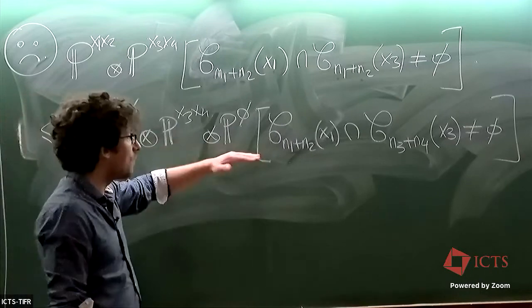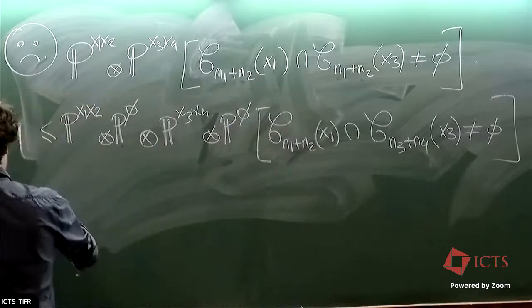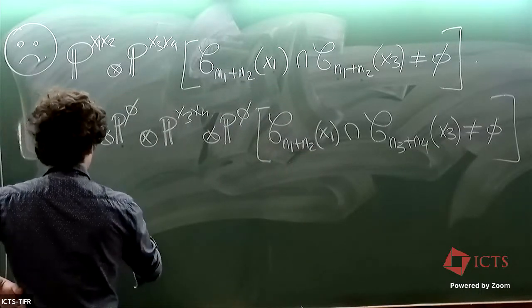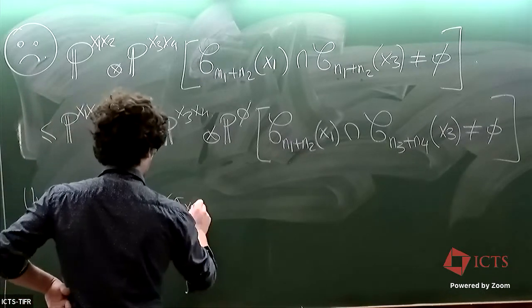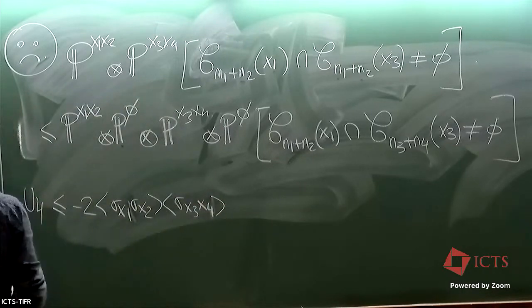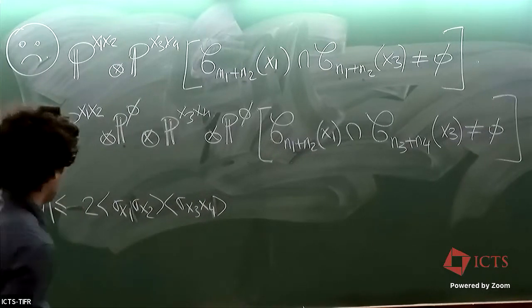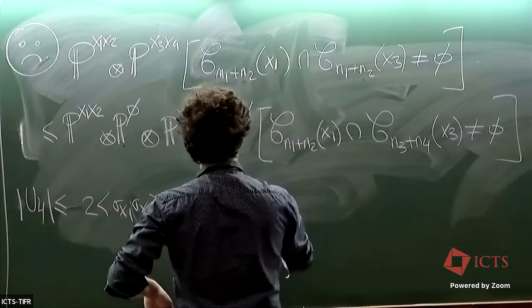But once you have that, it becomes much simpler because U4 in this case is therefore smaller than -2 sigma x1, sigma x2, sigma x3, sigma x4. So let's say if I want to bound U4 in absolute value, then I remove the 2. And then here, instead of putting this probability, I put the second one.